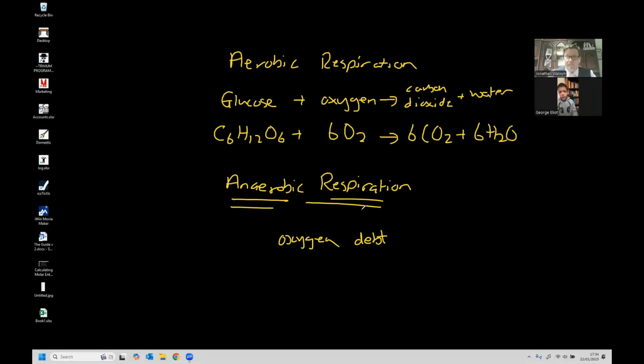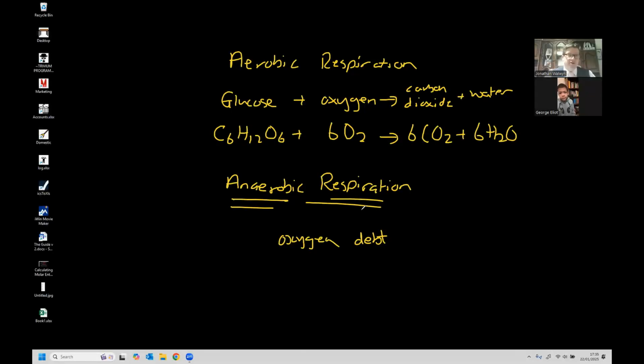Okay. So, just to recap then, aerobic respiration happens in the cytoplasm. And you get quite a lot of energy from it, and glucose and oxygen gives carbon dioxide and water. Anaerobic respiration, you get less energy, but you get it quickly. But you do also get lactic acid formed. Are you happy with all of that? And then the lactic acid burns down.